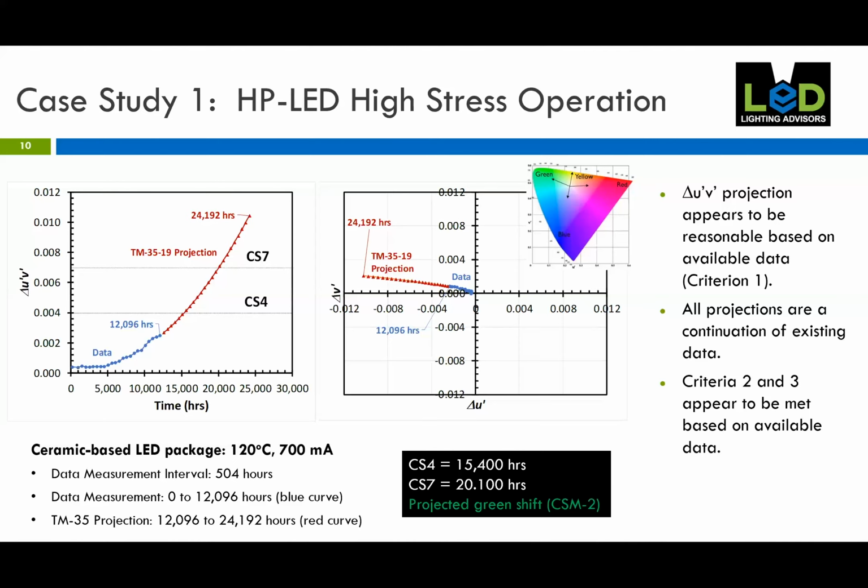And what we see is this model provides a reasonable delta u'v' projection, satisfying criterion 1. Criteria 2 and 3 also appear to be met from the projections, and they show a nice, clean continuation of existing data sets. All three criteria were met in this projection, showing that it was accurate for this particular product under normal test conditions.